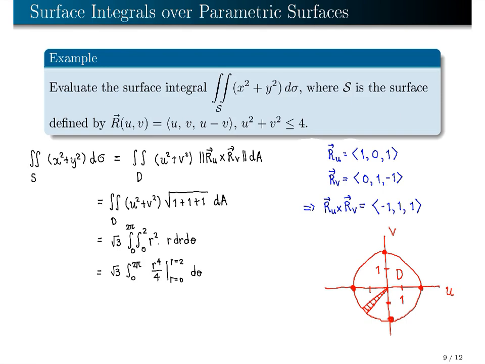Here, we obtain 2 to the 4th over 4, or 4, minus 0, which simplifies to 4, and we can factor it out from the single integral. I get 4 square root of 3 times the integral from 0 to 2 pi of d theta. Since the integral of d theta from 0 to 2 pi is just 2 pi, we obtain the final answer of 8 pi square root of 3.